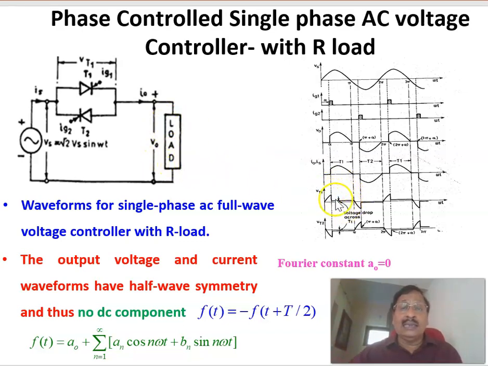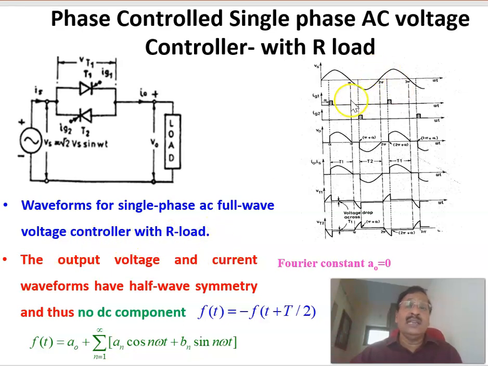These two are the voltages across the thyristors T1 and T2. That can be obtained as the input voltage minus the load voltage, which gives the voltage across the thyristor. Therefore, that is the thyristor voltage of T1, as well as the voltage across T2. These are the waveforms for the single phase AC full wave voltage controller with resistive load.